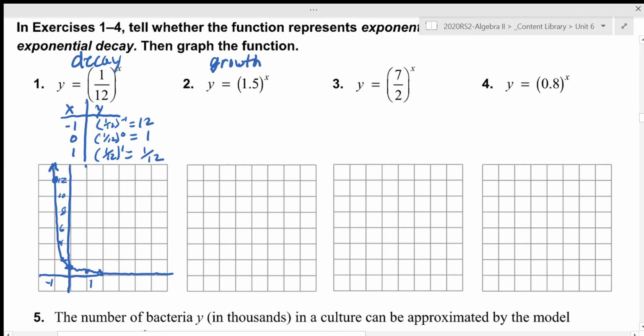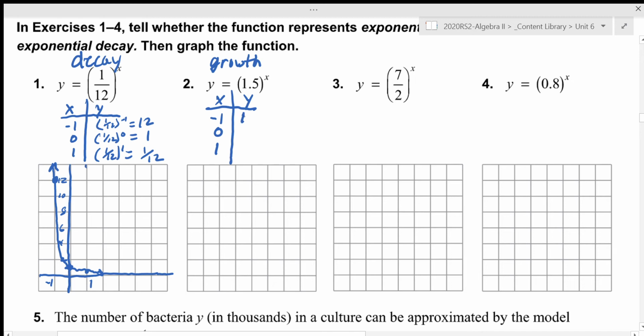All right, for the second example, 1.5 to the x power, this is a growth function. Why is it a growth function, you might ask? Because 1.5 is bigger than 1. We'll do the same thing. We'll make a small table of values to graph the function. I'm going to continue using -1, 0, and 1 for my tables.